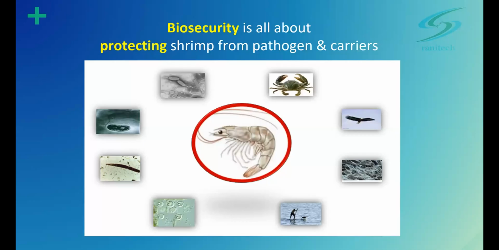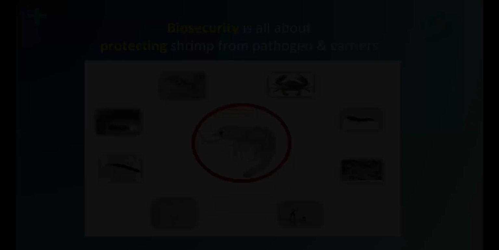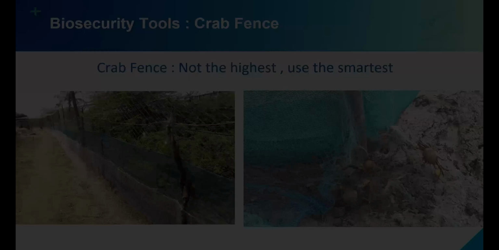So for us to understand, biosecurity is any means by which you try to protect your host from crabs, birds, other crustaceans, humans, any pathogens entering your system. Whatever device you provide to protect your host, that is all biosecurity only. So what you have to do is install a proper crab fence.